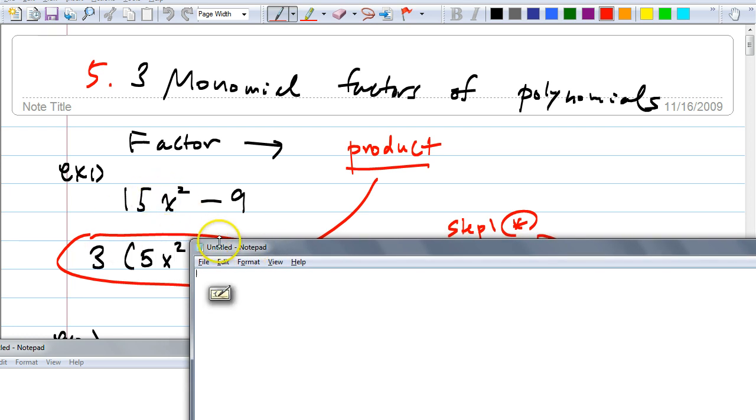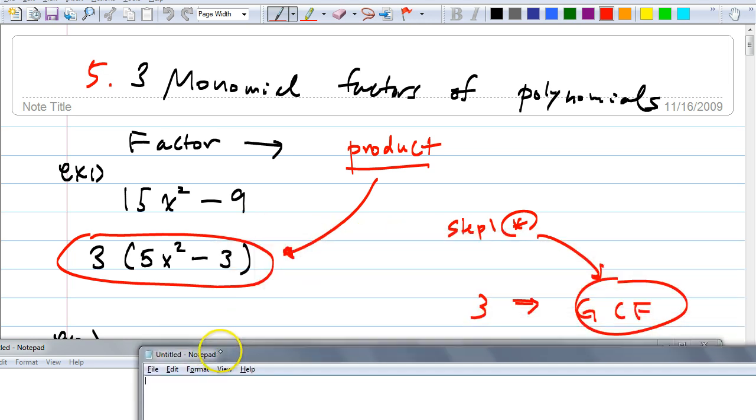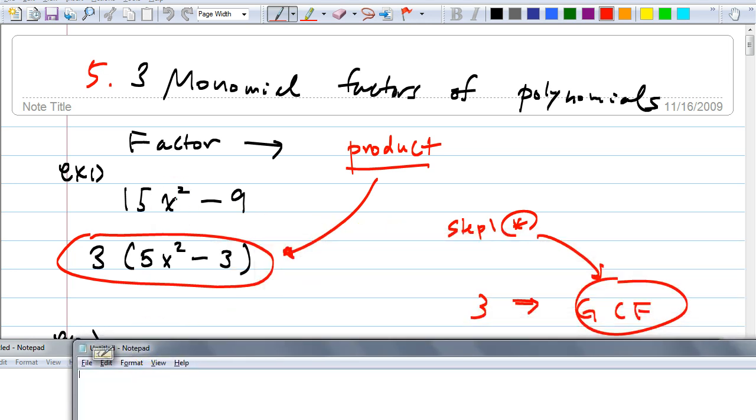15x squared. What operation should come next if I want to make it look just like the polynomial before? Subtraction. And what do we need, Carolyn? What do we need next? 3. Do you see how I now was able to write this polynomial as a product? You see how we just factor this polynomial? Does that make sense?